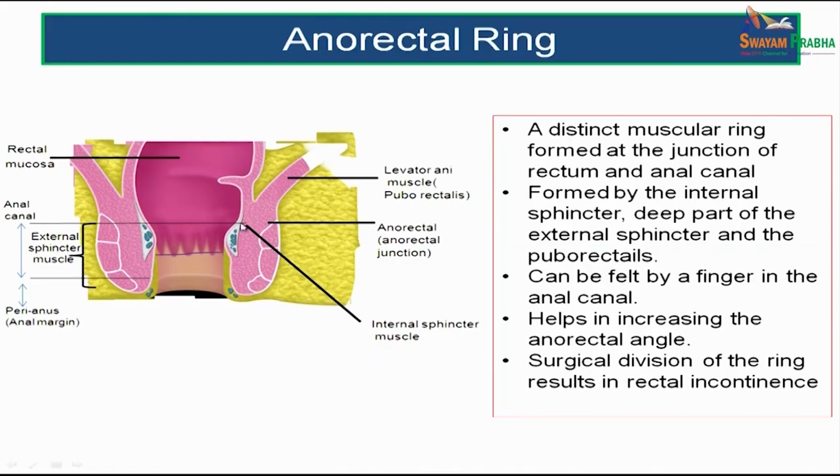This anorectal ring helps in increasing the anorectal angle. So, if you divide this ring surgically, the patient will have rectal incontinence. Surgical division of the ring results in rectal incontinence. So, that is the importance of anorectal ring.